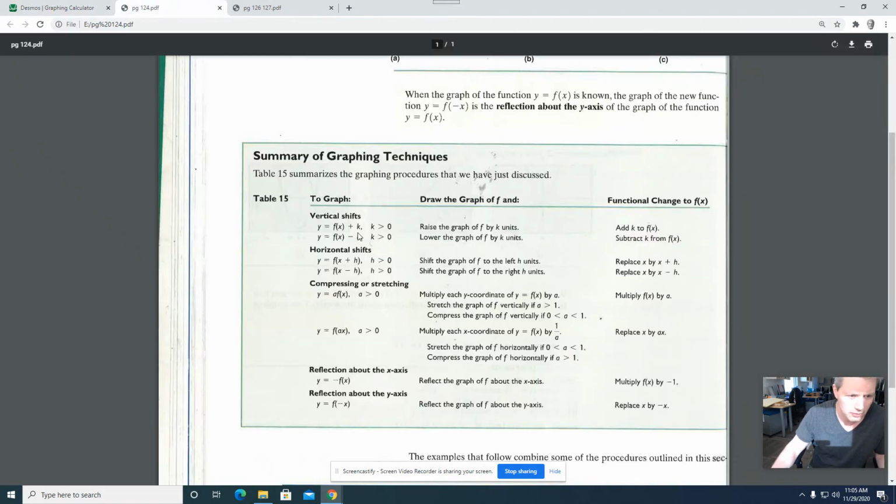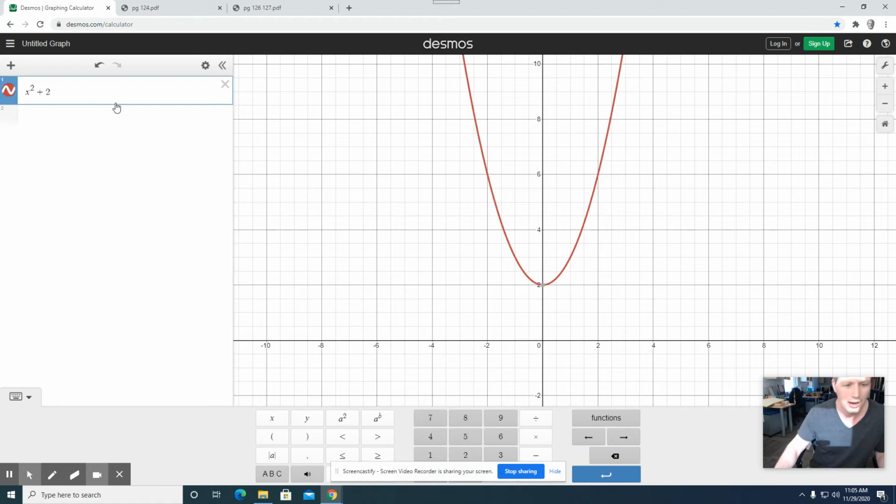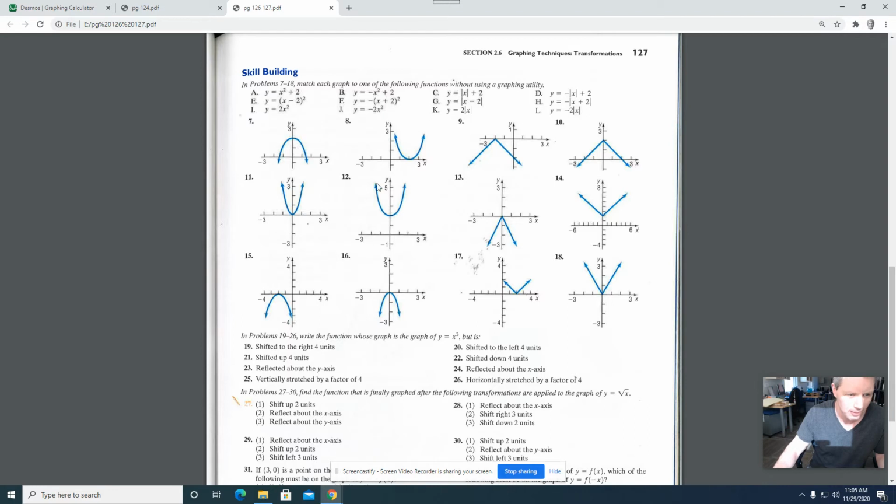How do I shift up 2 units? Raise the graph of f by k units. You simply add that number. In this case, that's 2. So that's plus 2, and that raises my function up by 2 units. And so that is what has happened. I have my function y is equal to x squared raised up 2 units.